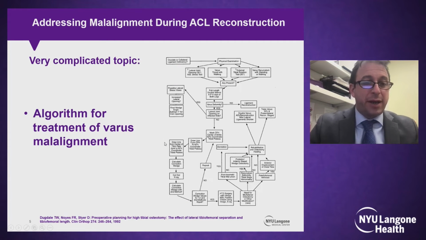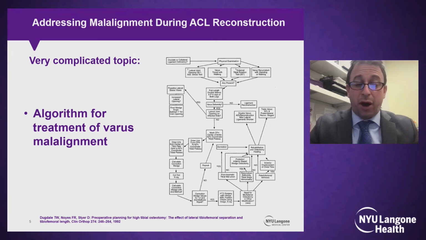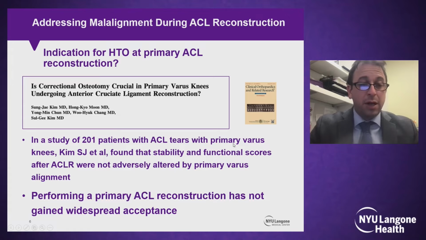Managing varus malalignment on its own is a very complicated topic. You can see this algorithm that was published in Clinical Orthopaedics back in 1992. It becomes even more complicated when you add in the fact that the patient is ACL insufficient and requires a reconstruction. So when a patient comes to your office with a torn ACL, and you notice on their physical examination that they're in primary varus alignment, the question is, is there an indication for doing a high tibial osteotomy to correct that malalignment at the time of your primary ACL reconstruction?